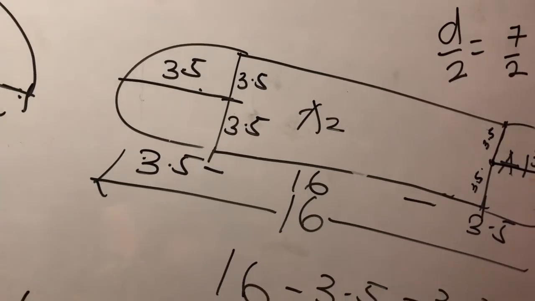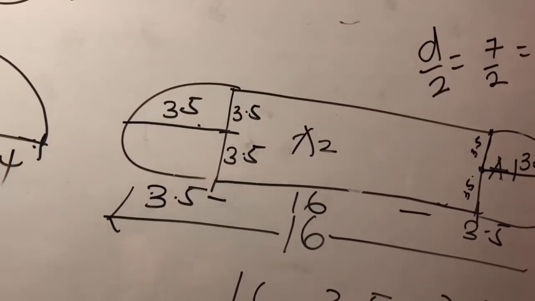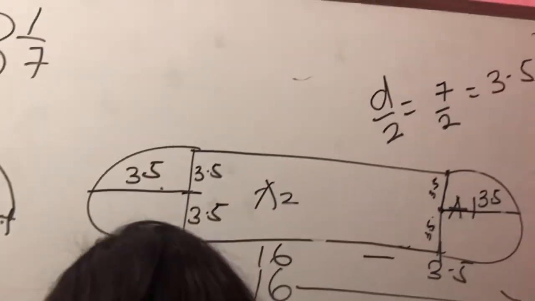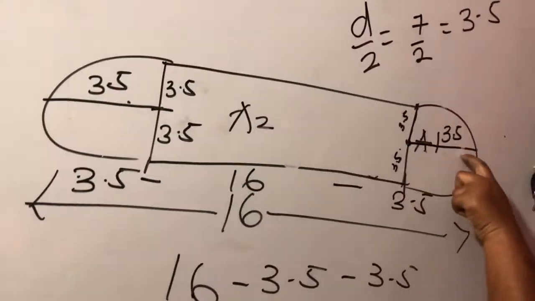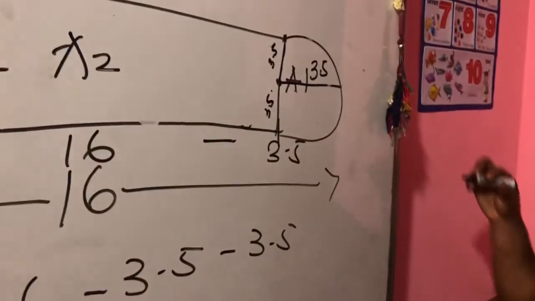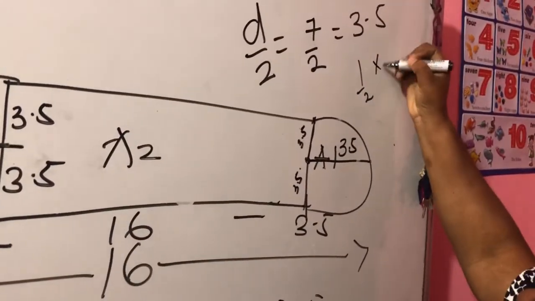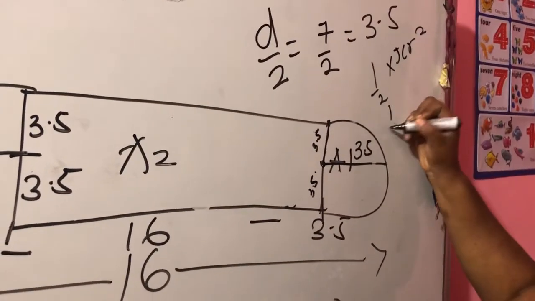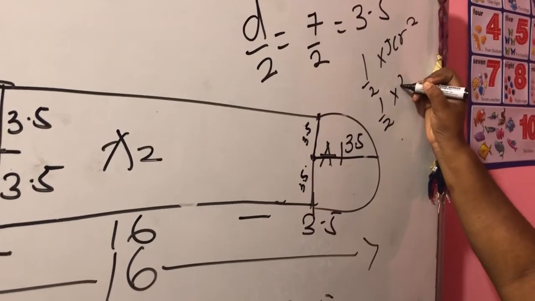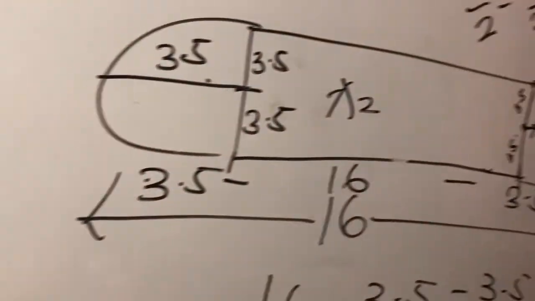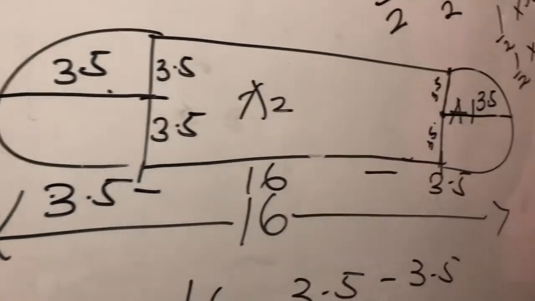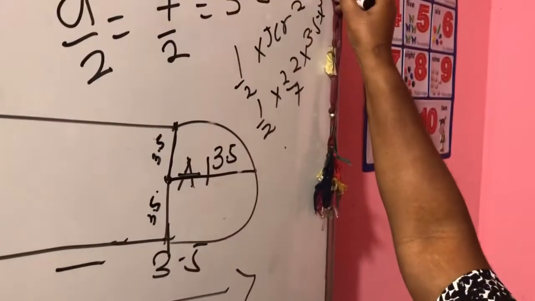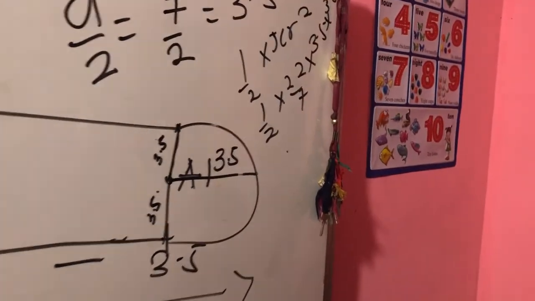Okay, so this is it. I have to explain it to you or else you might not be able to do the assignment. And here too, we already know the radius, right? It's a semicircle, so don't forget, it is half times pi r squared. So it is half times 22/7 times 3.5 times 3.5. So this is how you are going to solve this question.